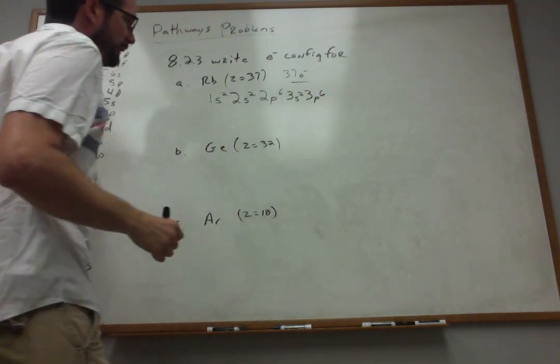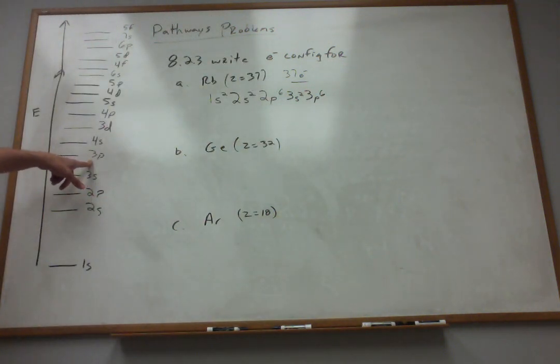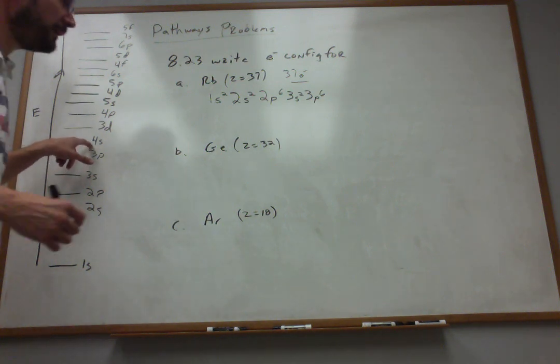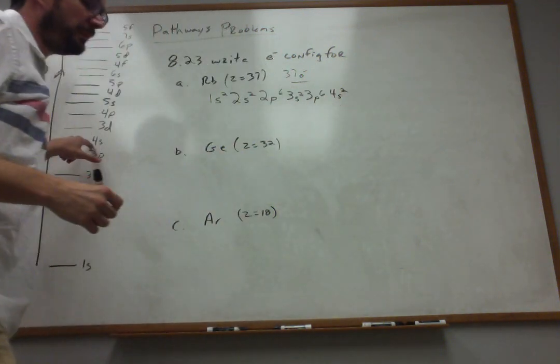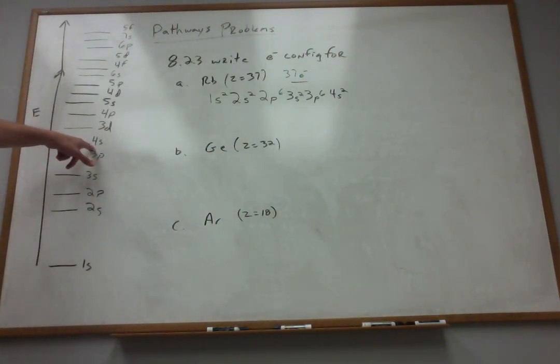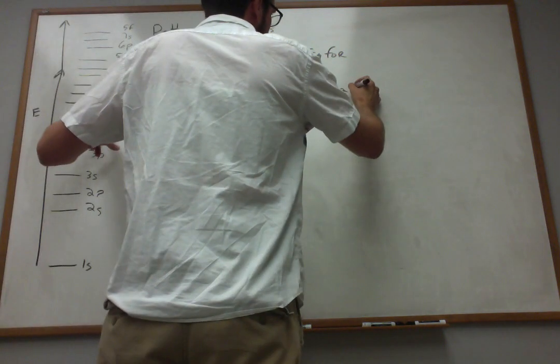Now I added 8 more, so I've got 18, I believe. So I'm through my 3p6. What comes next? My 4s. Now s orbitals again only hold 2. So now I should be at 20 electrons used. Now after that is my d. So 3d.